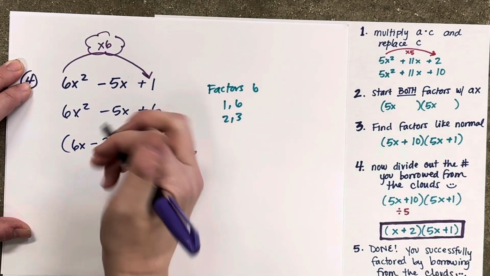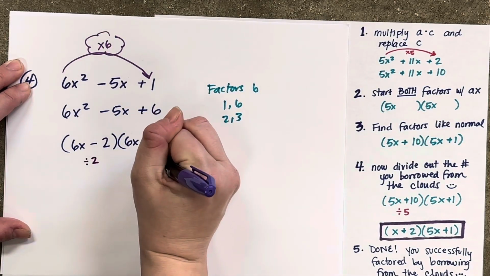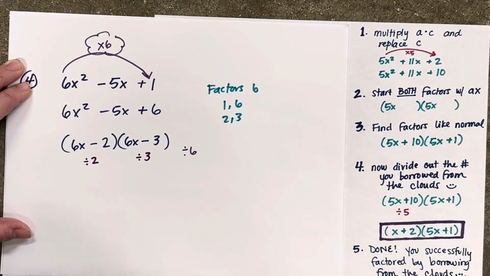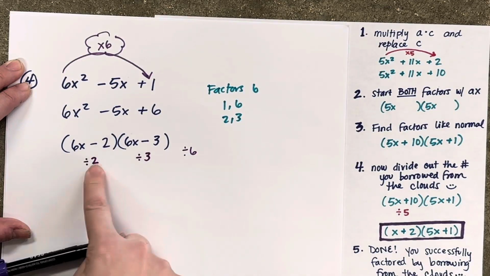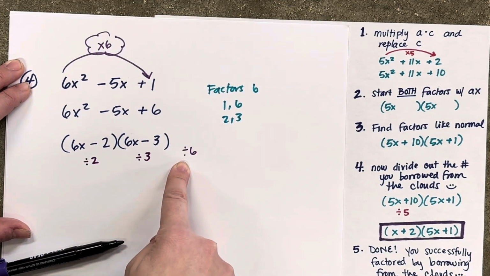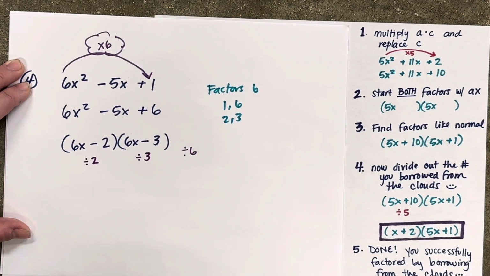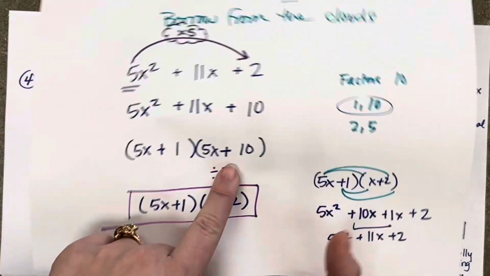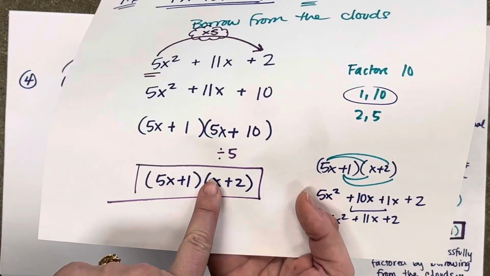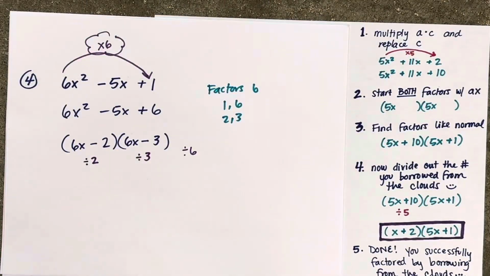So this side, I can divide by 2, and this side, I can divide by 3. Now, if I multiply 2 and 3 together, then that's 6. So overall, I am dividing the whole thing by 6. I'm just doing it in 2 different parts, okay? Versus everything else we've done so far, right? You only needed to divide by the one quantity from the number you borrowed from the clouds. Now you have to do it in 2 separate parts, okay?